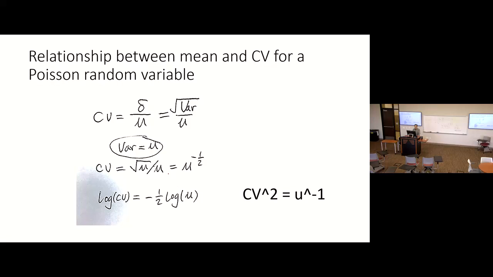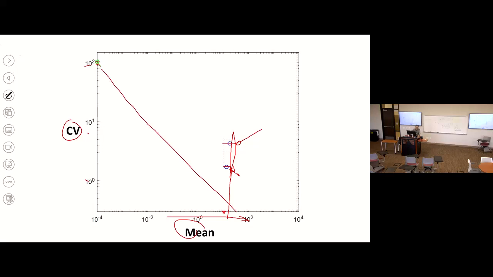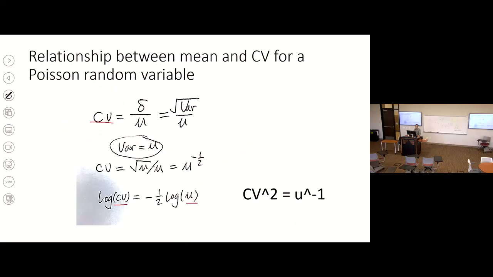And we also know the relationship between CV and the mean should be a straight line if you plot them into this log plot. Remember, the mean is in the log scale, and the CV is also in the log scale. So we expect the genes overall to follow a straight line if we know most of them are Poisson random variables of expression.